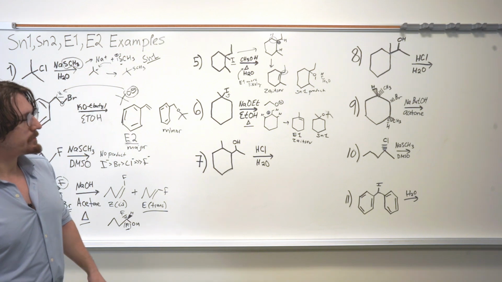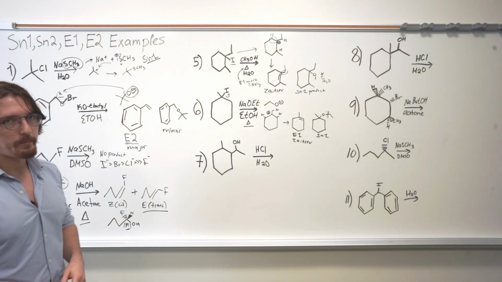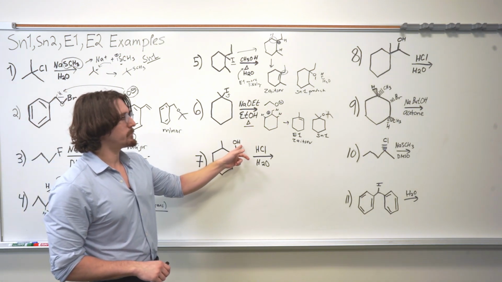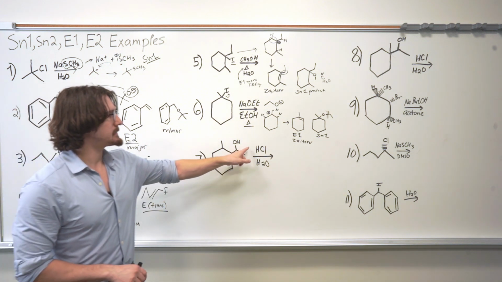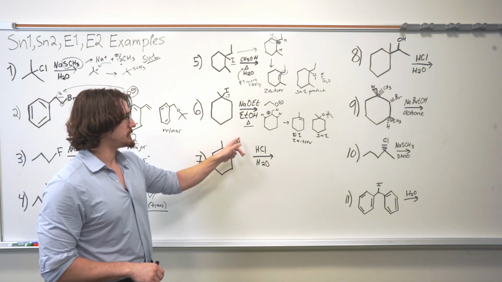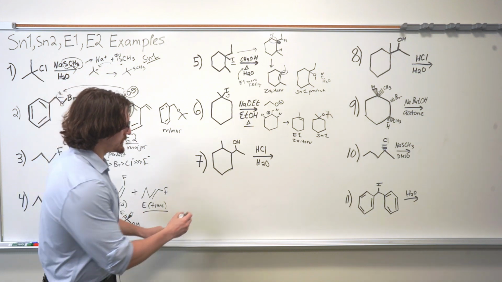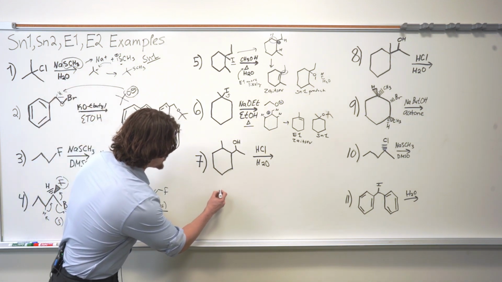So we didn't really talk about this in any of the videos, but what can happen is you can actually produce a better leaving group from an alcohol by adding acid, which will then react with this and protonate it, okay? It will protonate it. So let's draw what that might look like.